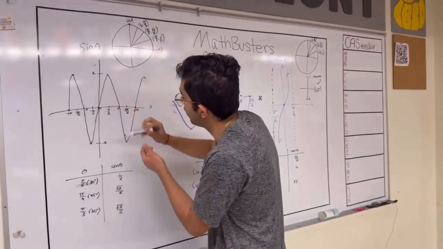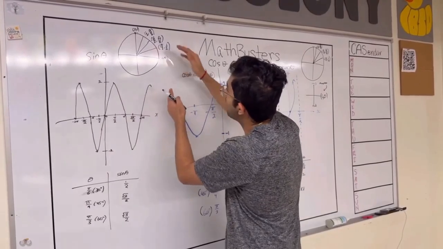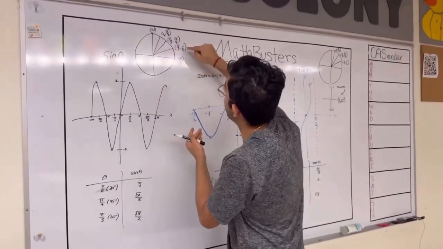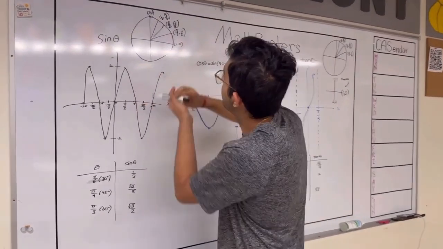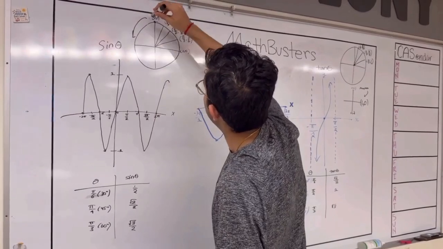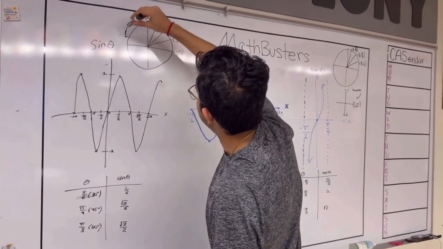Then we can see the pattern exists right here because as you go from 0 to pi over 2, we see that the y values are actually going up. We see 1/2, root 2 over 2, root 3 over 2 is going up. But as we go from pi over 2 to pi, we see the y values going down because the unit circle is going in that direction. We'll have root 3 over 2, root 2 over 2, 1/2, all going down.